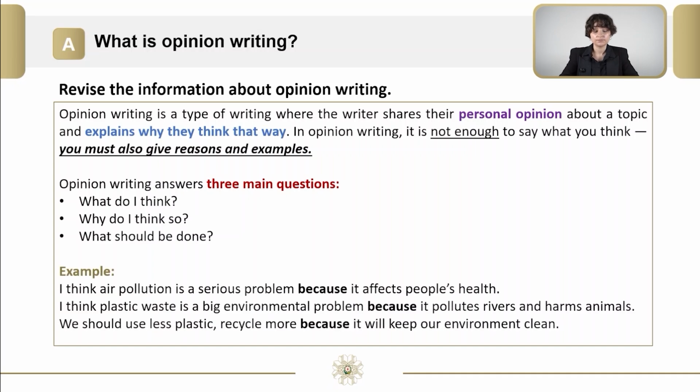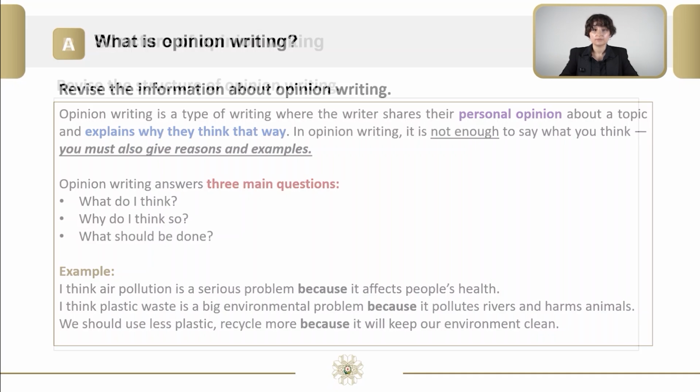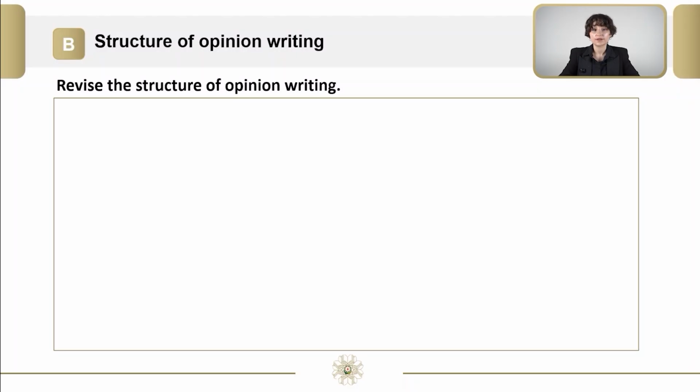Let's check some examples. I think air pollution is a serious problem because it affects people's health. I think plastic waste is a big environmental problem because it pollutes rivers and harms animals. And the last sentence: we should use less plastic and recycle more, because it will keep our environment clean. As you can see, we not only state the opinion, but we also explain the reason for that. It is not possible to write a good opinion paragraph without knowing its structure. So let's learn its structure.